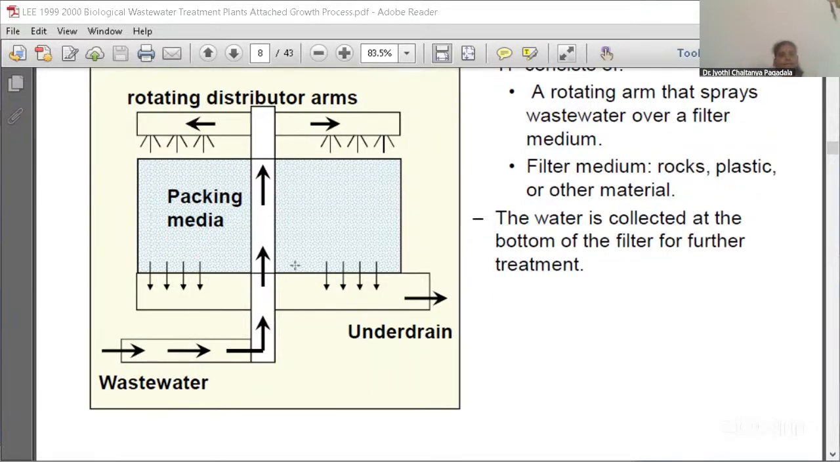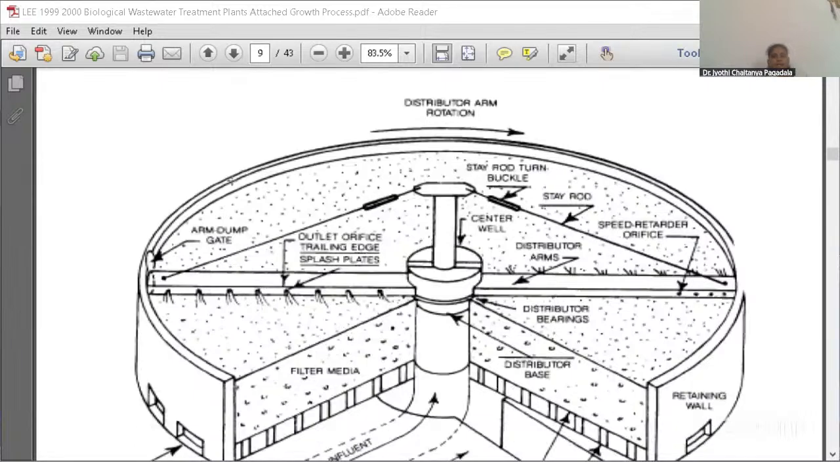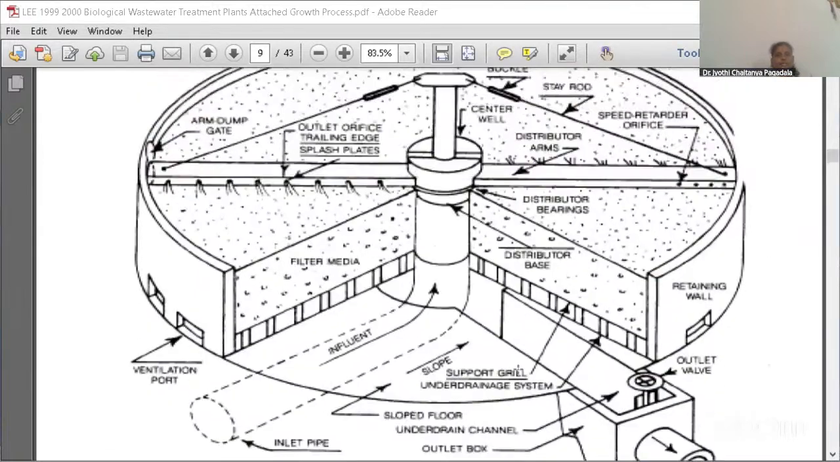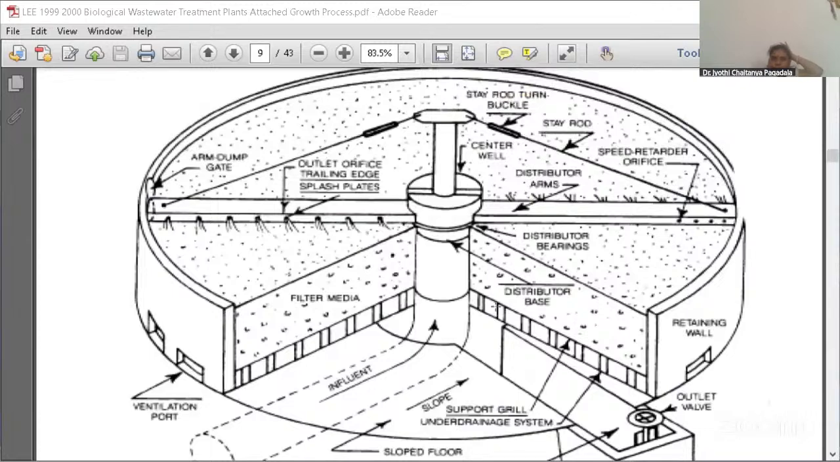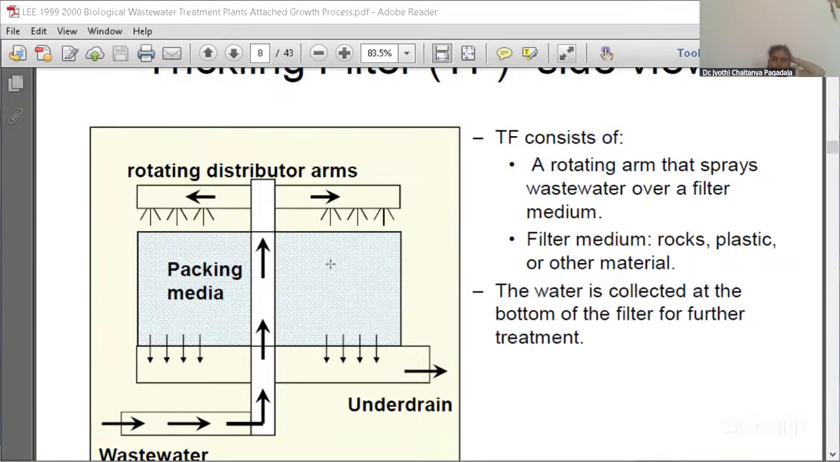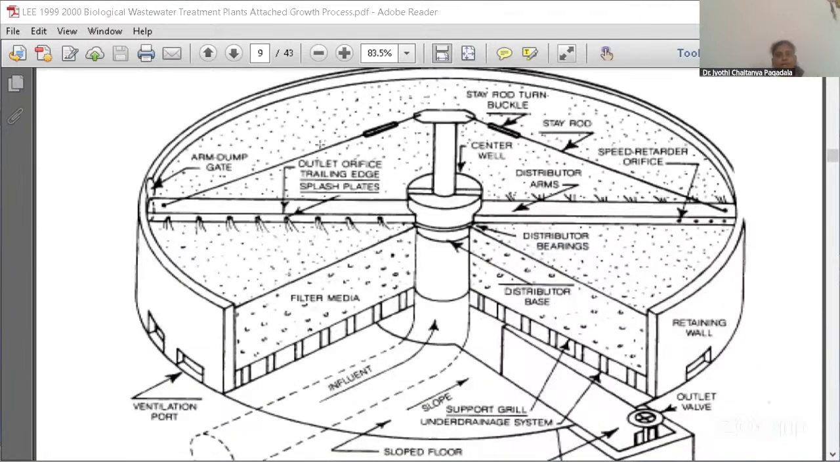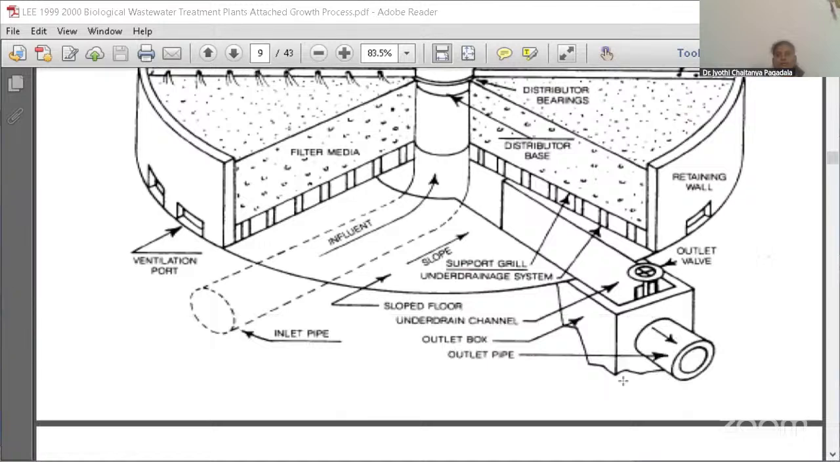Here you can see the under drain. And this is the actual structure of the trickling filter. Here you can see the side view. In the side view, rotating distributor arms are there, and packing media. In the actual structure here, there are the filter media and the retaining wall. Here is the outlet wall, where the outlet pipe is connected.